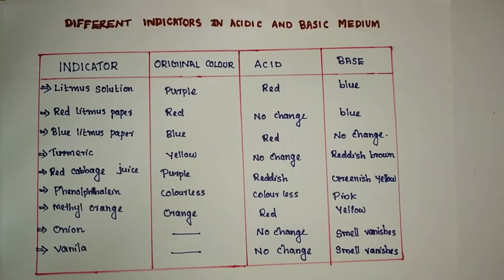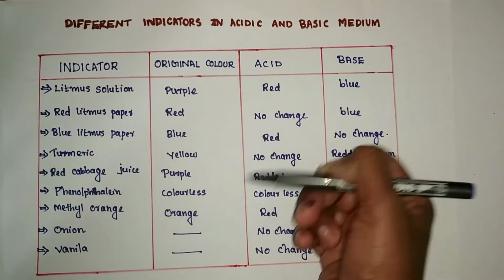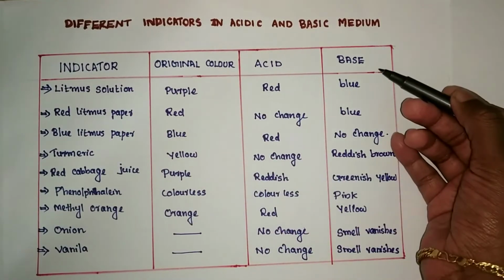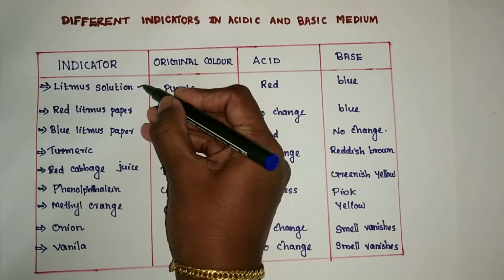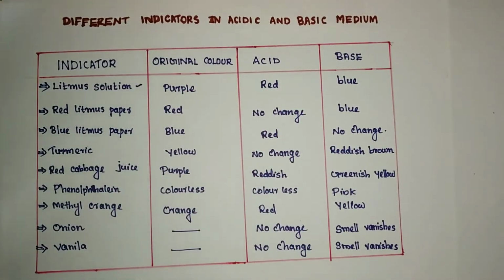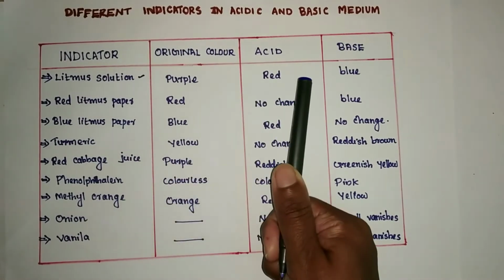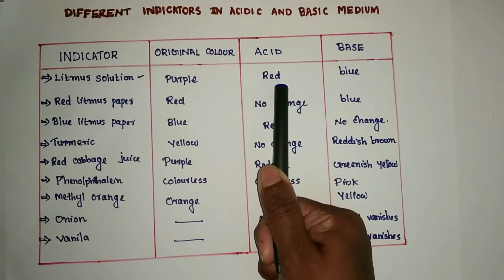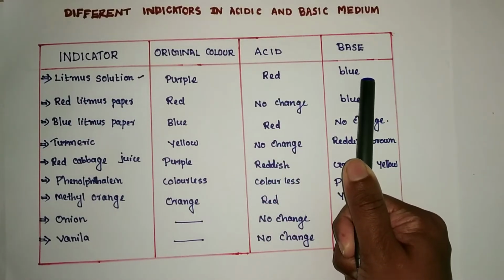Next we will be learning about different types of indicators, their original color and the color change in acid and base medium. Here you have different types of indicators, their original color, what changes they make in acid and what changes they make in base. The first indicator is litmus solution. The original color of litmus solution is purple. When it mixes with acid, it changes its color to red. When it mixes with base, it shows blue color.